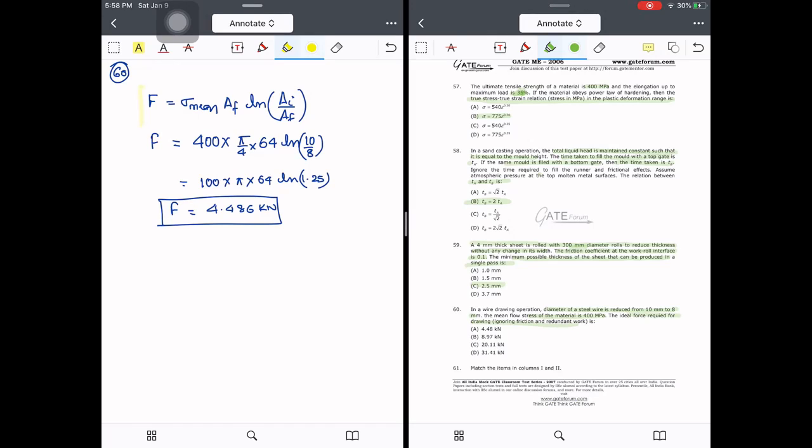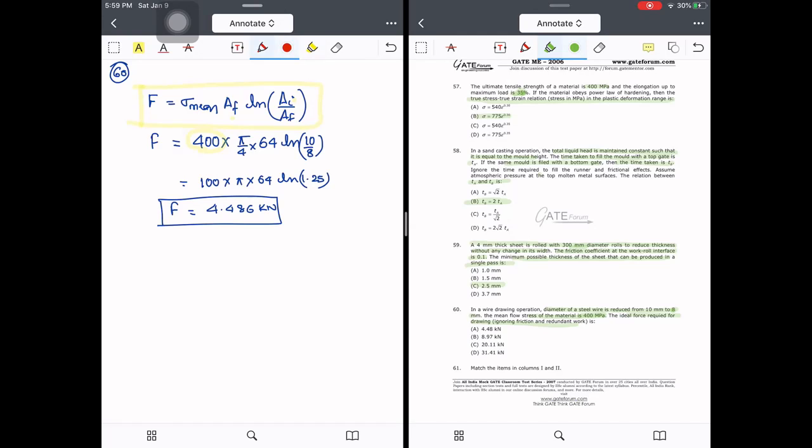Question 60. In a wire drawing operation, the diameter of a steel wire is reduced from 10 mm to 8 mm. The mean flow stress of the material is 400 megapascal. The ideal force required for the drawing operation is, for this you need to remember a formula: the ideal force required for drawing is sigma mean into AF, that is final area, into natural log of initial area by final area. That is 400 megapascal into pi by 4 into 64, the final area, with final diameter 8 mm, so 8 square is 64, into ln of initial area by final area.